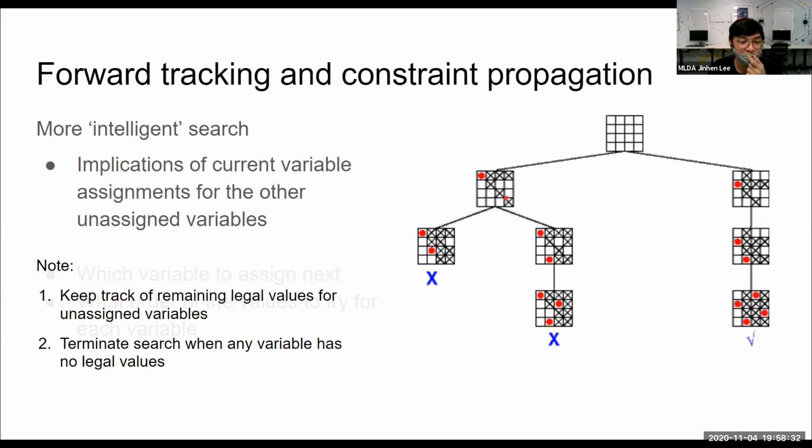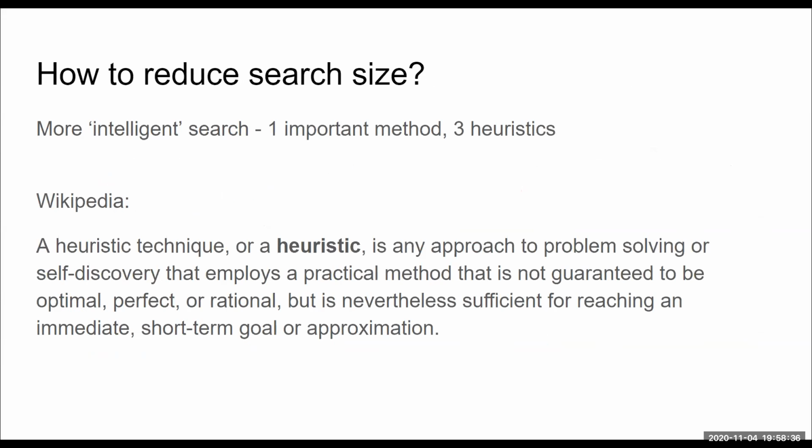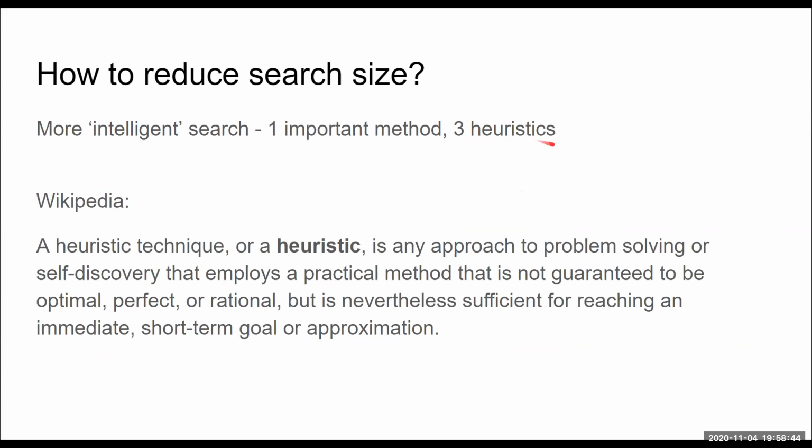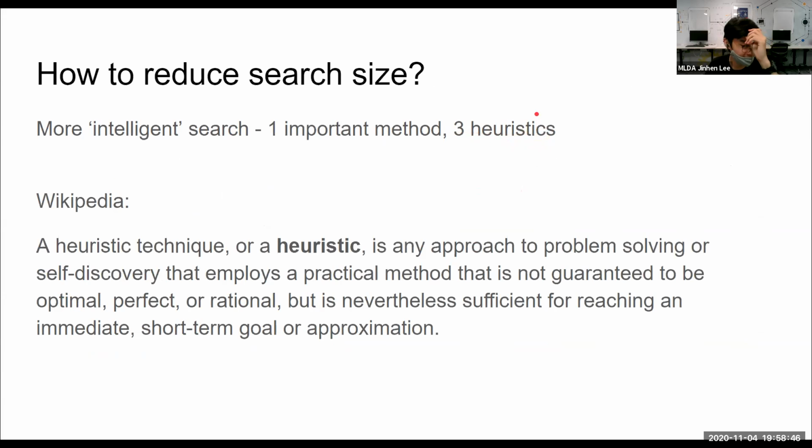Okay. So other more intelligent searches. So just now I already discussed one important method, and we also have 3 other heuristics to reduce our search size. So when I did these slides, I didn't know what's heuristic. So I went and used Wikipedia.